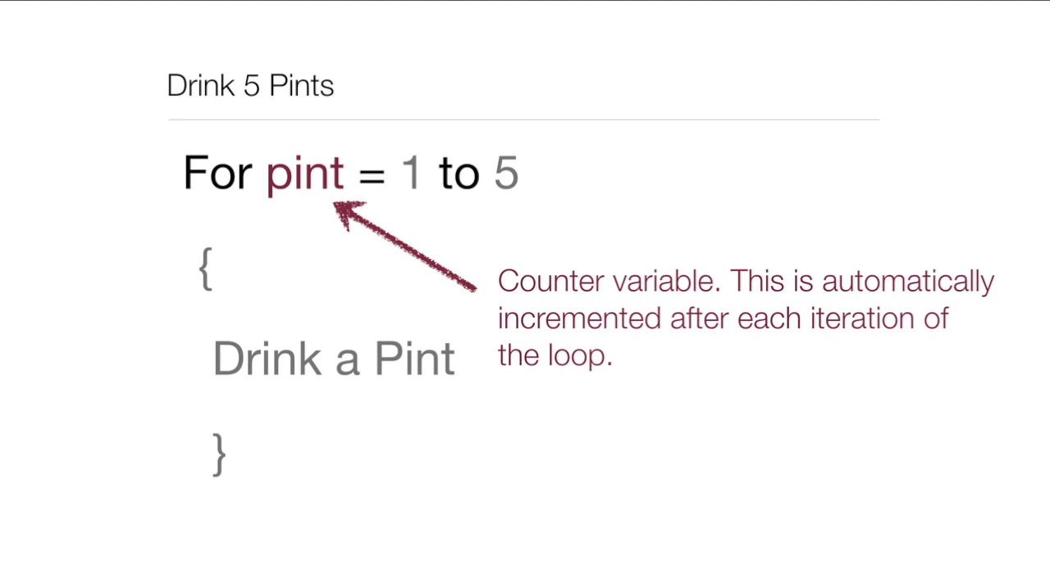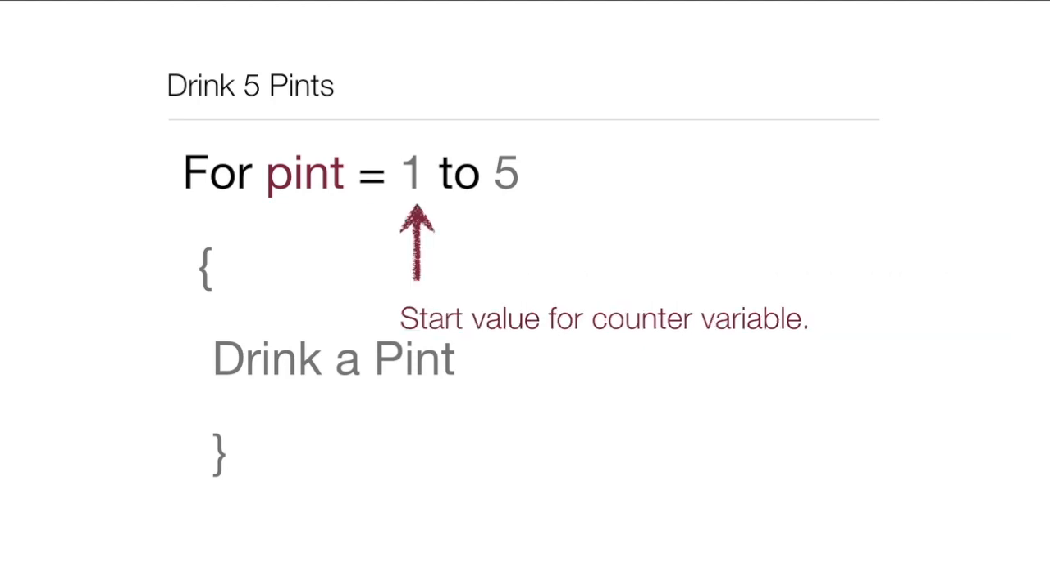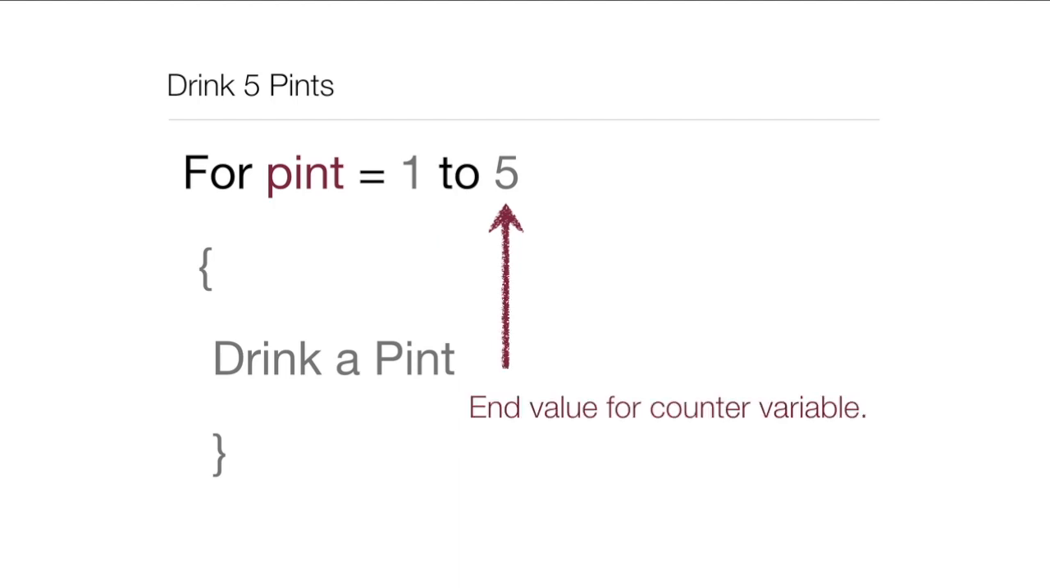A for loop always has some counter variable, and that's automatically incremented after each iteration of the loop. So we specify the counter variable, and typically we use the counter variable inside the body of the loop as well. It's available to us and it's useful. Then we have a start value for the counter variable, and we have an end value for the counter variable. And if we were really pushed, we could even specify how much we want to go up by each time we go around, but that's making it more complicated than it needs to be.